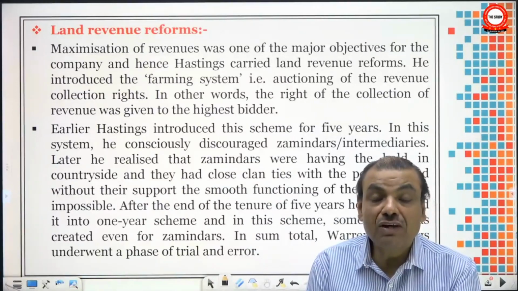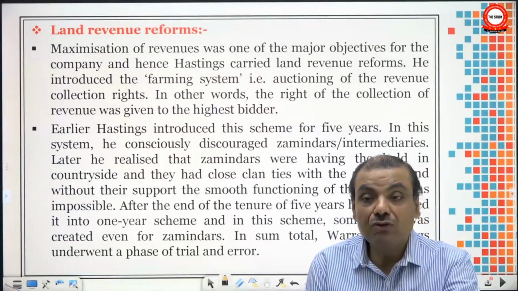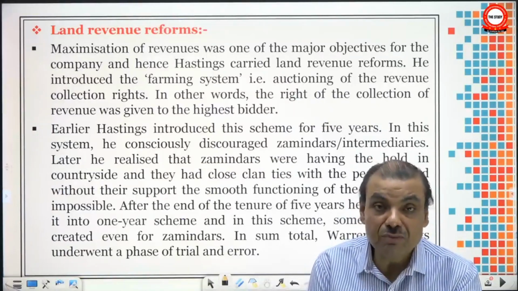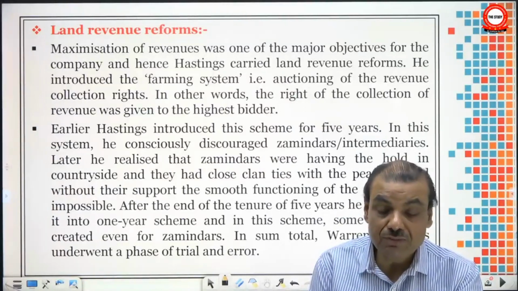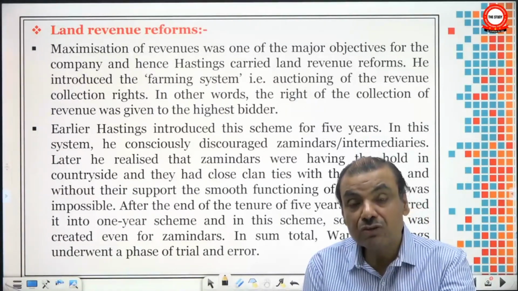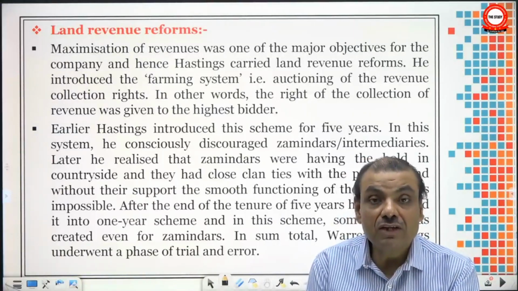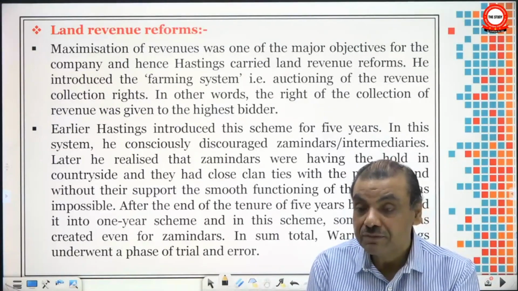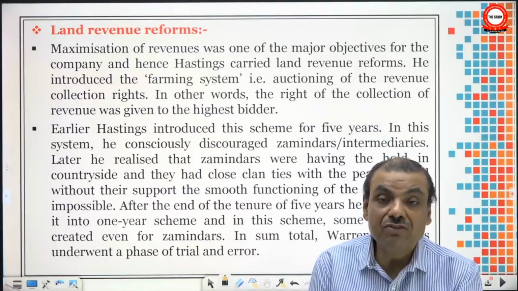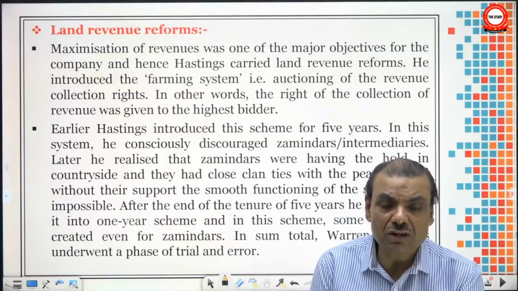So the collection of land revenue had to be given to the highest bidder. Firstly, he introduced this system for 5 years in 1772, to continue up to 1776. And in this system, he consciously kept zamindars away from collecting activities, because he was apprehensive that zamindars were a vested interest in rural areas, and once zamindars were given some role in the collection or assessment of the revenue.